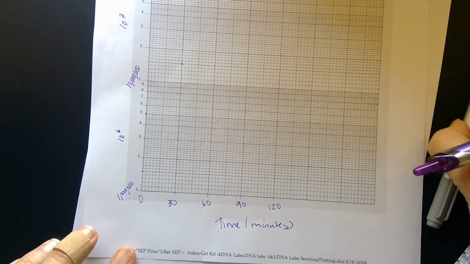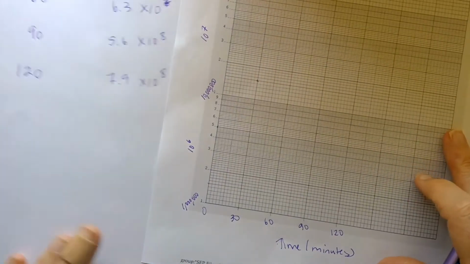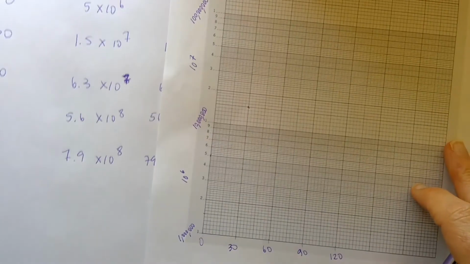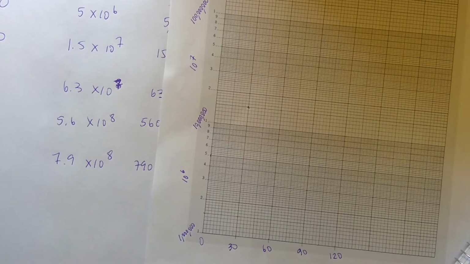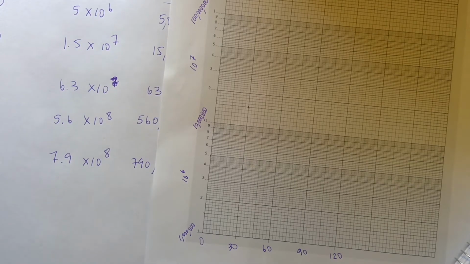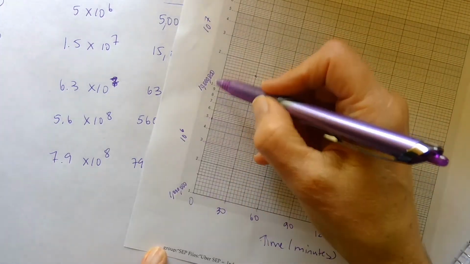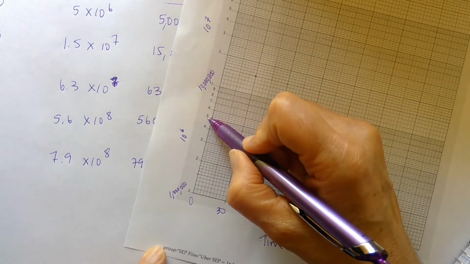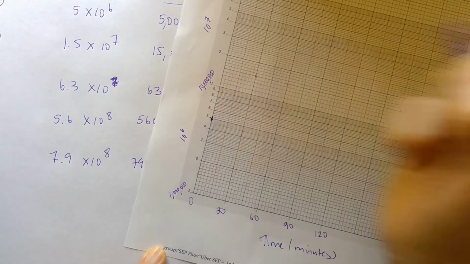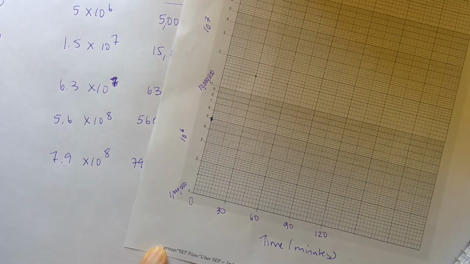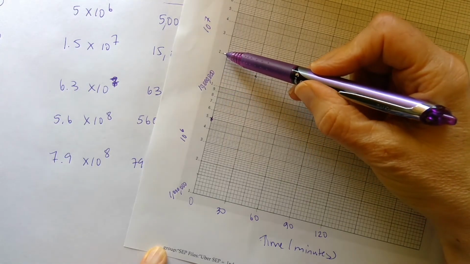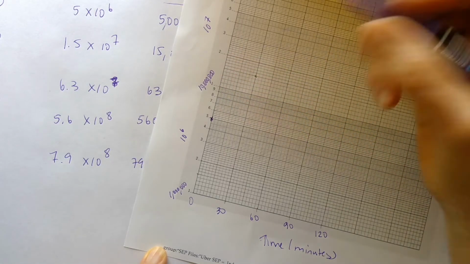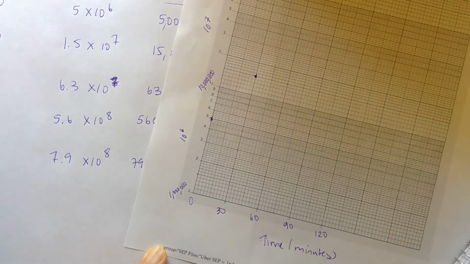And then let's take a look at the data that we want to graph here. We have 5 times 10 to the 6th, 1.5 times 10 to the 7th, 6.3 times 10 to the 7th, 5.6 times 10 to the 8th, and 7.9 times 10 to the 8th. So we're going to start at the 10 to the 6th, and 5 times 10 to the 6th is, here's the 5, so this is going to be 5 times 10 to the 6th right there. The next value is 1.5 times 10 to the 7th. This is 1 times 10 to the 7th. This is 2 times 10 to the 7th, so halfway in between there is 1.5. So that would be there.